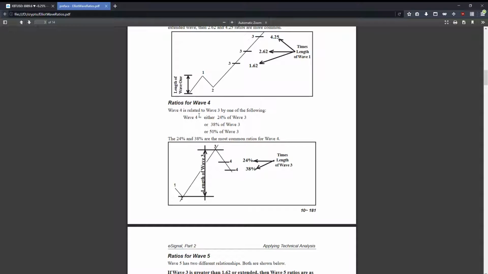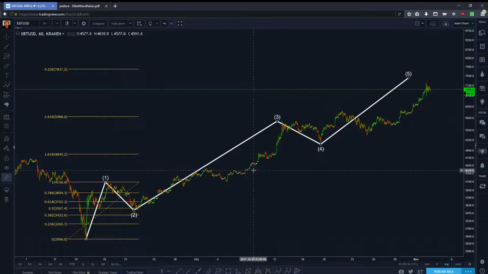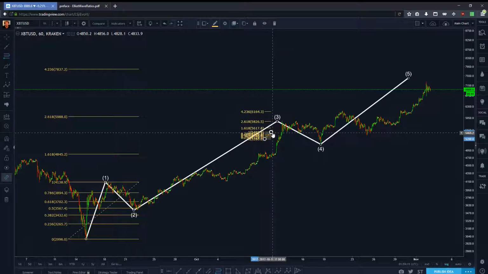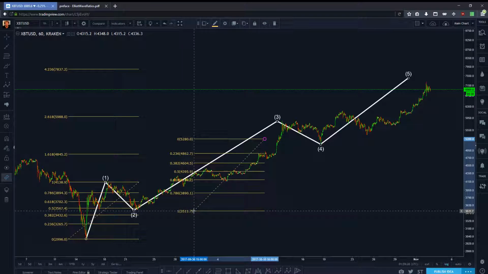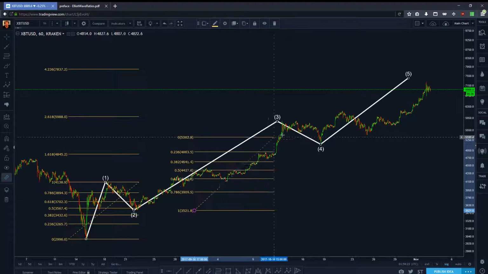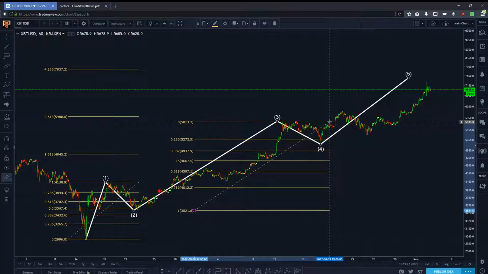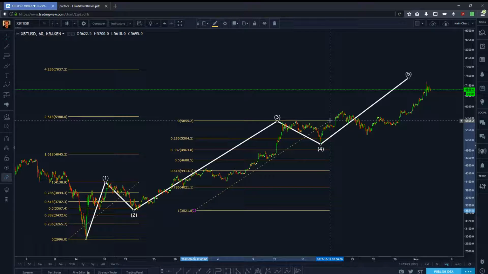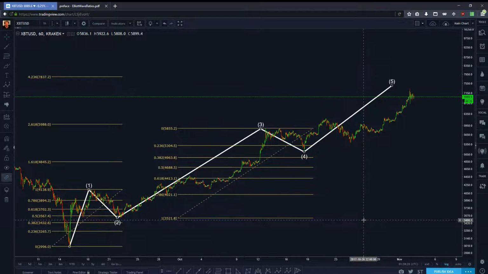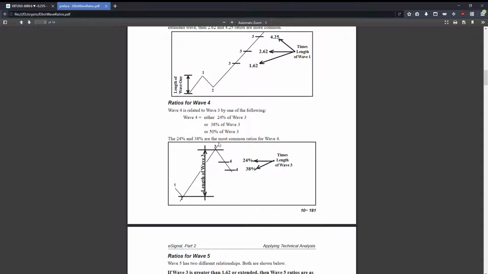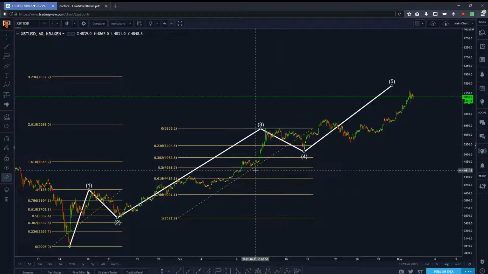Ratios for wave 4. Wave 4 is related to wave 3 by one of the following: either 24, 38, or 50% of wave 3. So we will draw a retracement, and of course with retracements, we'll put the 1 at the bottom. In this case we're measuring wave 3, so we'll put it at the bottom of wave 2 and the top of wave 3. Alright, targets here are 24, 38, or 50%.